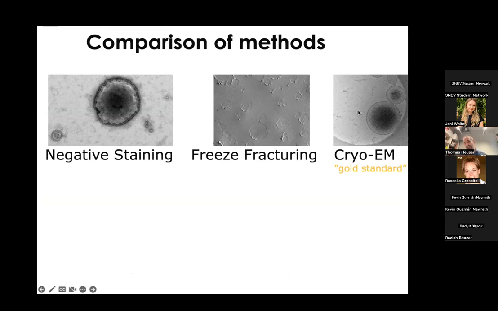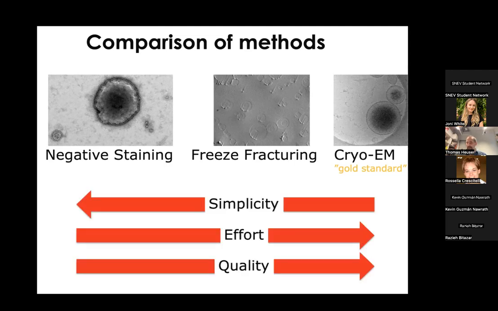So a little comparison: I showed you negative staining as an example of a conventional method, I showed you freeze fracturing as an example of a hybrid method, and I showed you cryo-EM or plunge freezing as an example of these cryo methods.